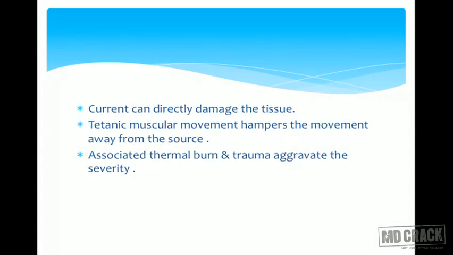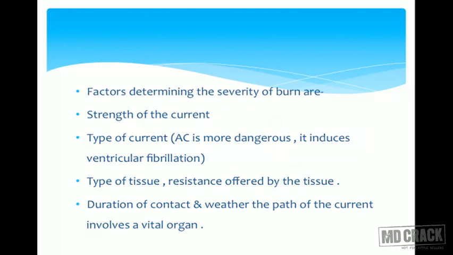Current can directly damage tissues. Tetany that occurs after current passage through the body will hamper the movement of the patient away from the source. Associated thermal burn and trauma can aggravate burn injury. Factors determining the severity of burns in case of electrical currents are the strength of the current, the type of current. The alternating current is more dangerous because it induces ventricular fibrillation.